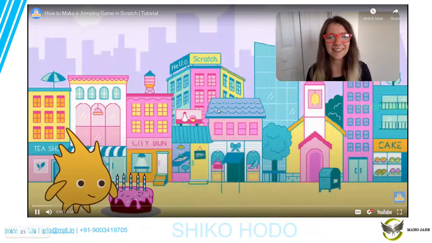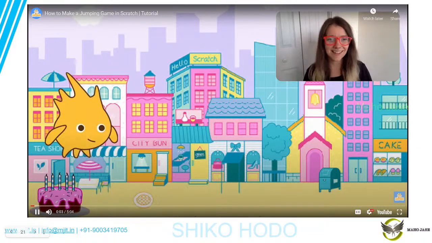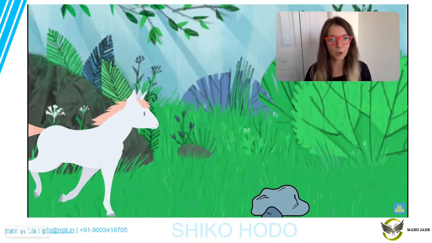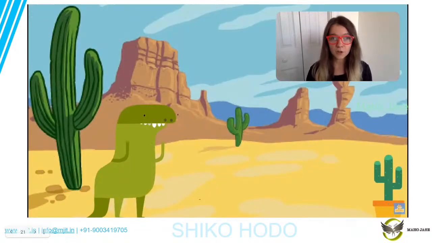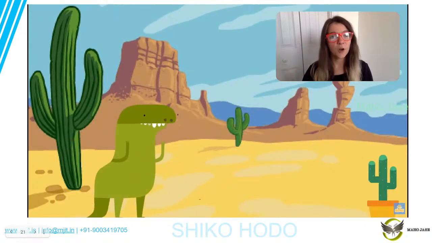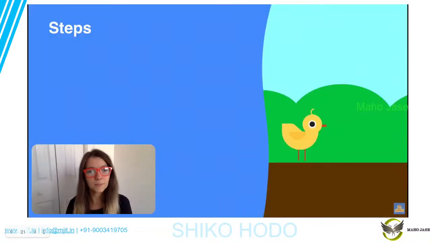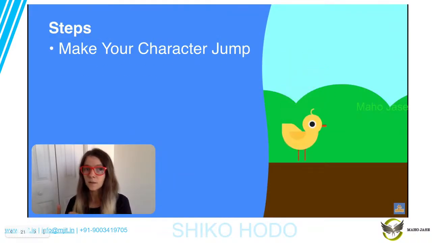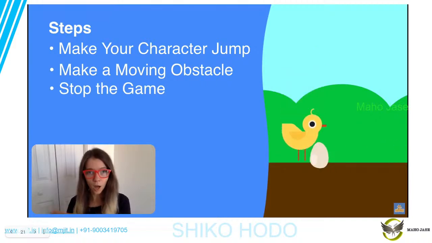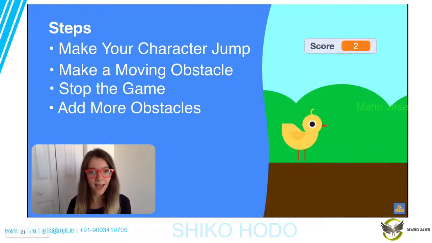Hi everyone, it's Zoe from the Scratch team, also known as Zinnia. Today I wanted to show you how to make a jumping game in Scratch. By the end of this tutorial, you'll be able to make a game like this one, where you can have a character jumping over moving obstacles. We'll do this in 5 steps. Make your character jump, make a moving obstacle, stop the game, add more obstacles, and keep score.